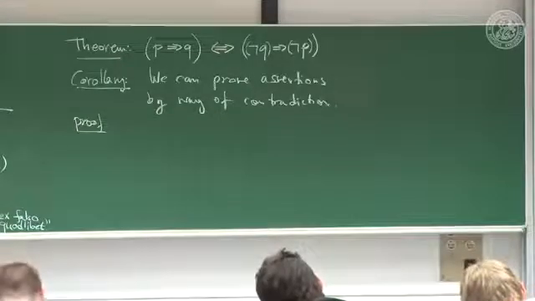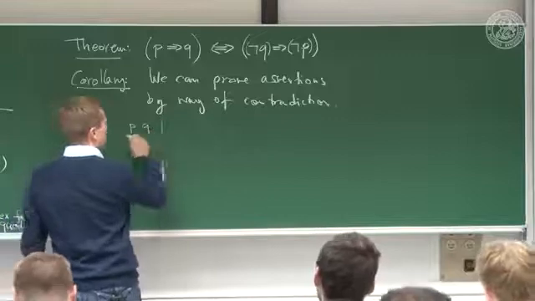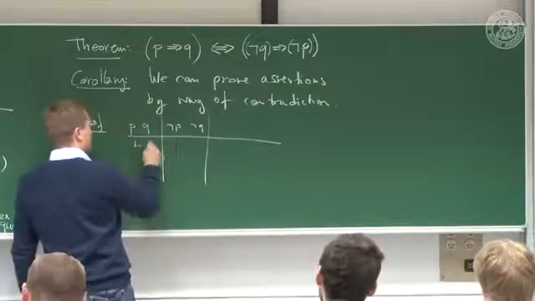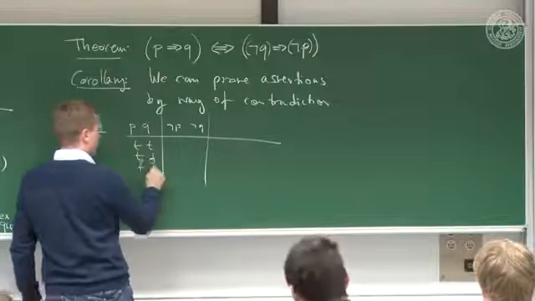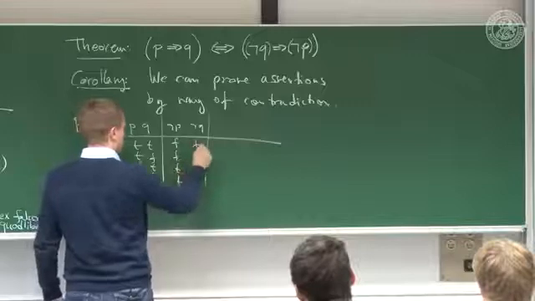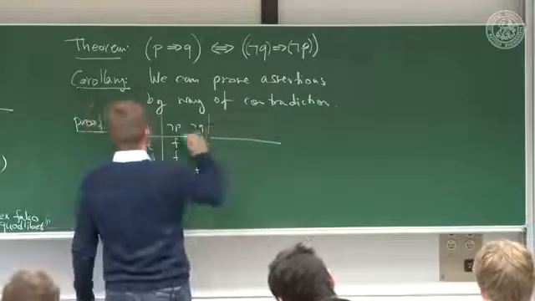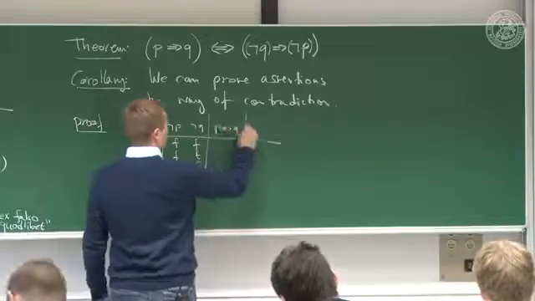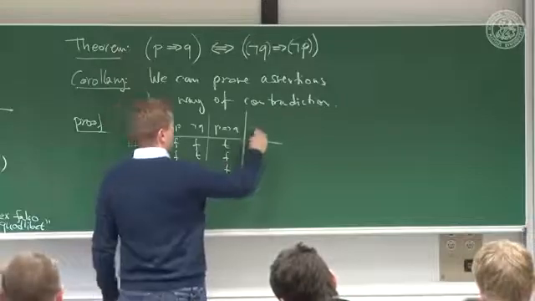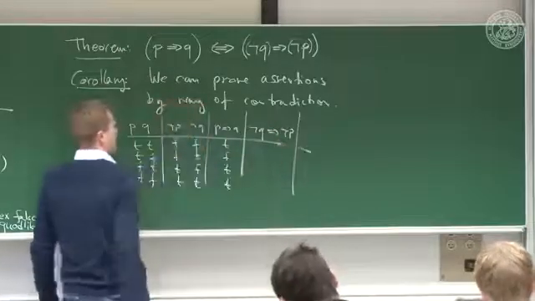Well, of course, you use the tables and you construct this. So you have P, Q, you construct not P and not Q. So true, true, true, false, false, true, false, false, false, false, true, true, false, true, false, true. And then you write down P implies Q, and you know this from before. It's true, false, true, true. You write down not Q implies not P. Well, you construct it from here.